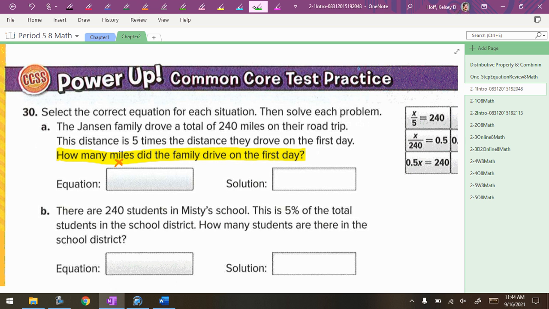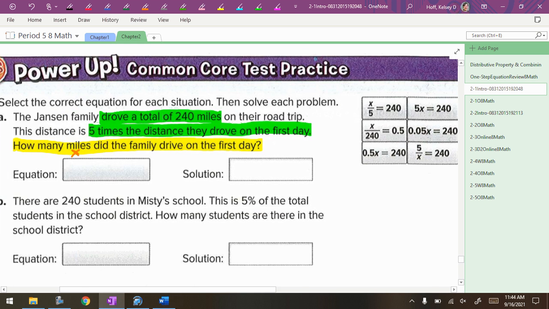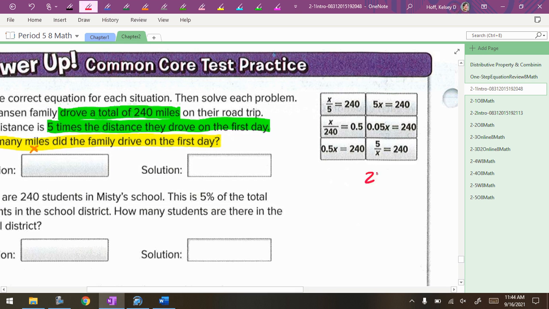So they described to us they drove 240 miles. They also described for us the fact that that's 5 times what they did on the first day. There's our two descriptions of the same thing in two different ways. 240 miles is also 5 times.